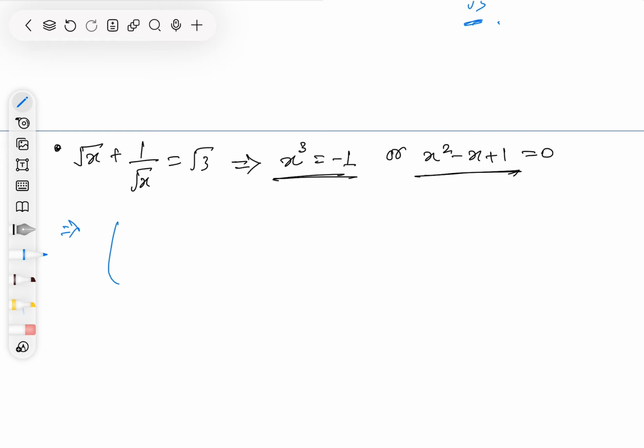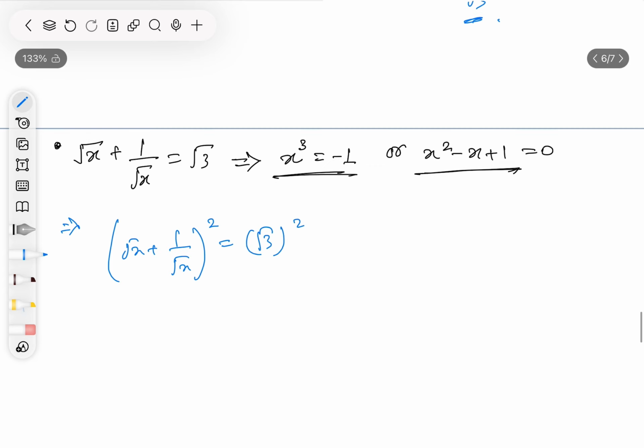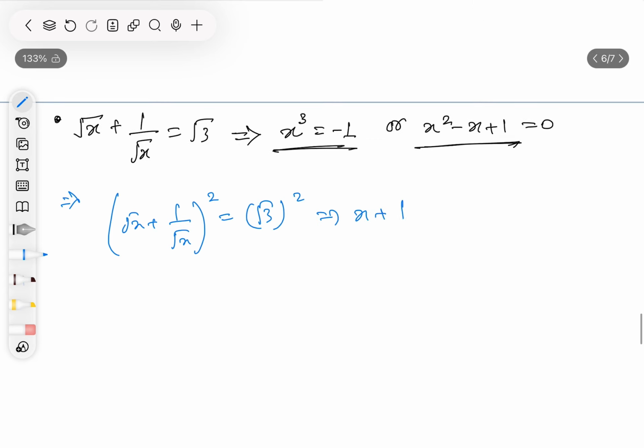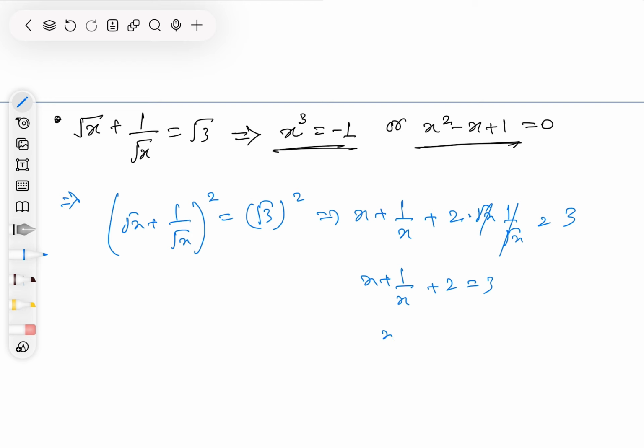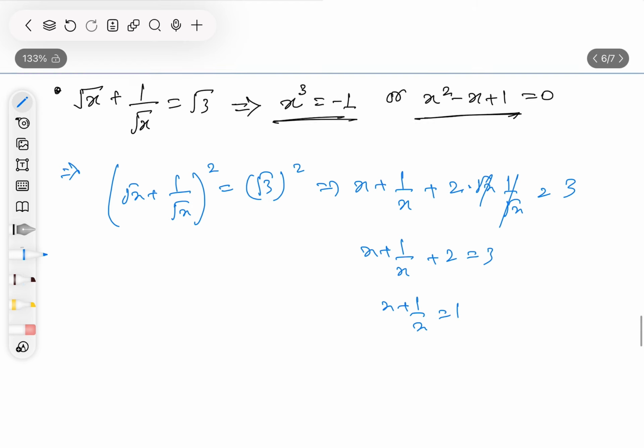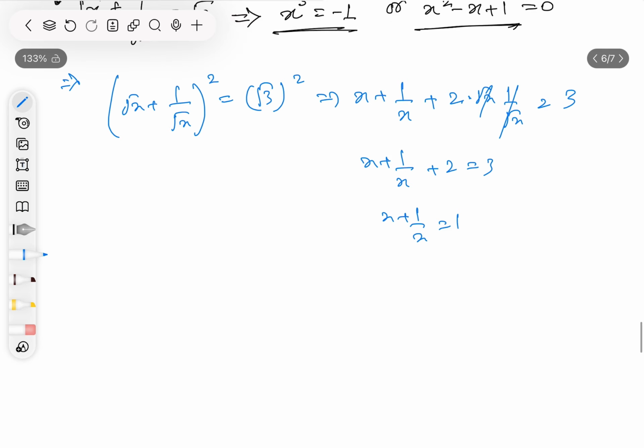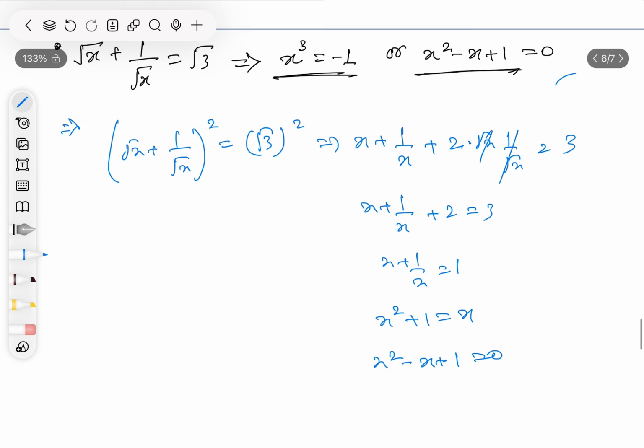Let's square on both the sides. So if I have root x plus 1 by root x whole square equals root 3 whole square, then let's expand this. So this will be x plus 1 by x plus 2 root x times 1 by root x equals 3. So from here I can conclude that x plus 1 by x plus 2 equals 3. So x plus 1 by x equals 1. Right? So expanding this, I will have x square plus 1 equals x. So that is x square minus x plus 1 equals 0, which is the second relation.